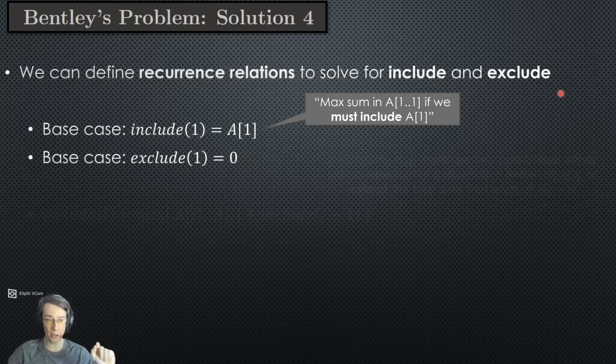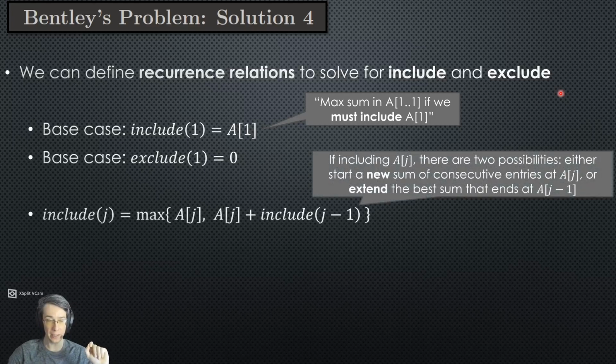Now what about the recursive case? Well, include j is going to break down into two possibilities, right? So there are two possibilities. Either we're going to start a new sum of consecutive entries starting at a_j, or we're extending the best sum that ends at a_(j-1). So those are going to be our two possibilities.